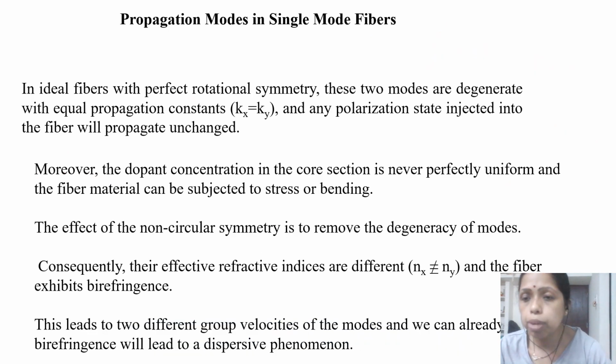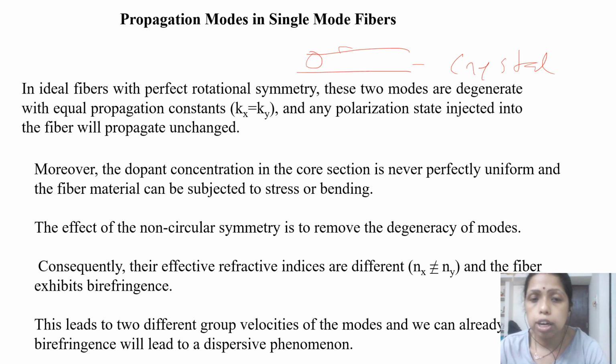Sometimes it may happen that the optical fiber is made up of some crystal and some material. Lots of materials are used for fabricating the optical fiber. Okay, if there is any asymmetry or imperfection in the optical fiber, and sometimes some stress or bending happens inside the fiber, then what will happen? There will be no symmetry and this does not maintain the degenerate mode.